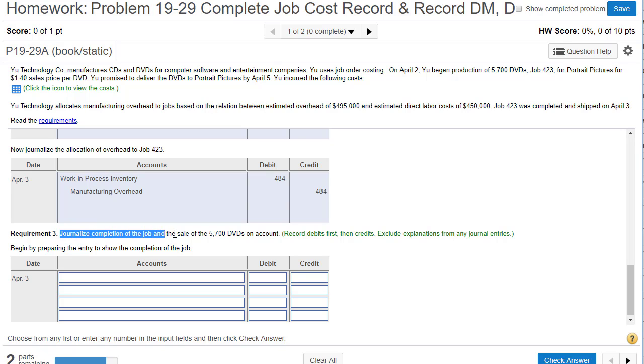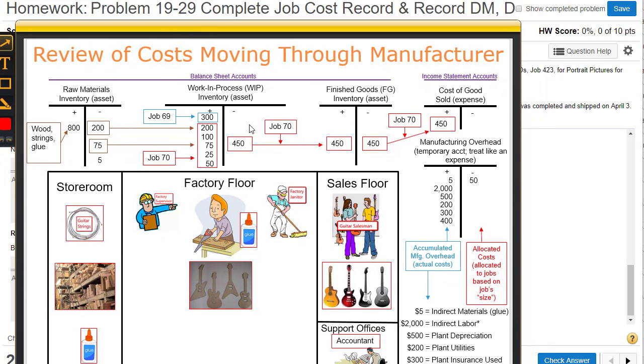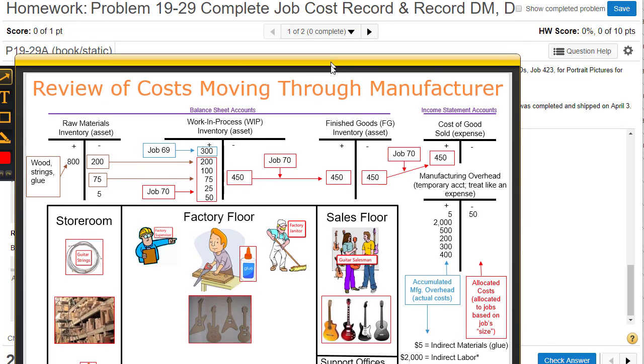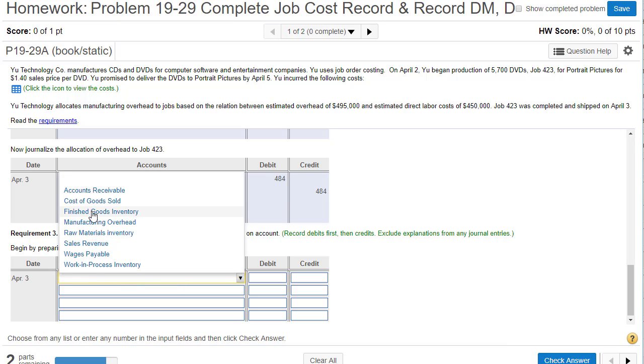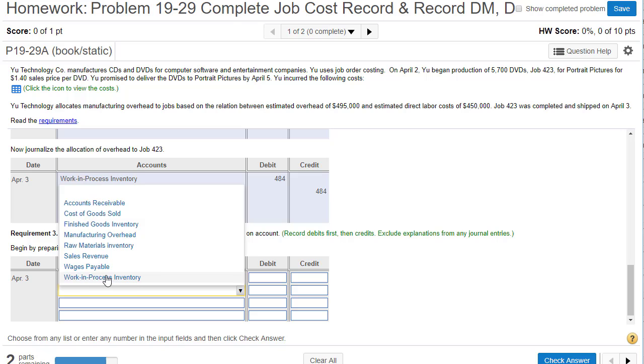Requirement 3, we're going to journalize the completion of the job and the sale of the DVDs on account. Then it says, begin by preparing the entry to show the completion of the job. So back to our T accounts. When a job is completed, it no longer is going to be in process. So we have to lower the in process account, work in process, and we put them into the finished goods account, which is probably our warehouse. So finished goods is the debit, it's going to go up. And the work in process account is going to go down.